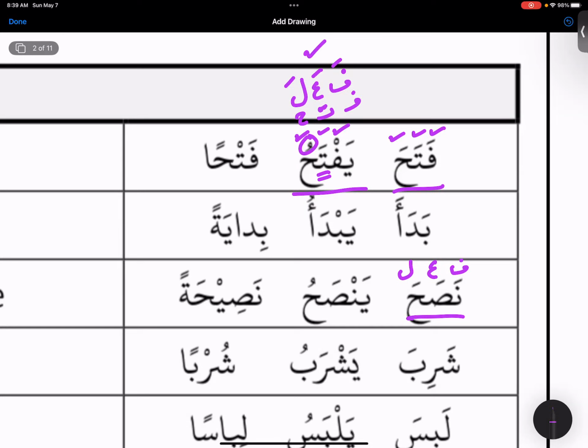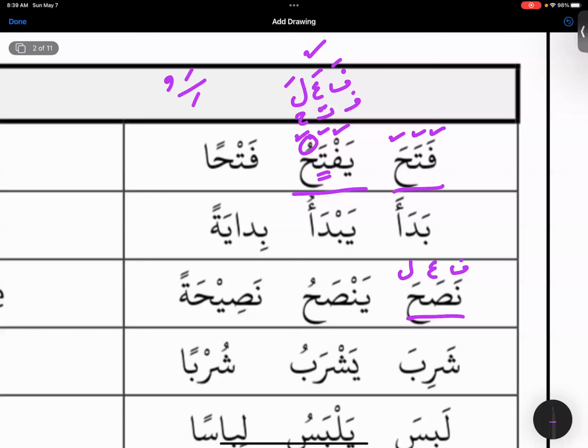This middle root letter sometimes is going to have a fatha, other times it can have a kasra, or it can have a dhamma. So the middle root letter can have sometimes fatha, sometimes dhamma, and sometimes kasra. The last root letter will always end with dhamma. And the first root letter, it depends, it doesn't matter.